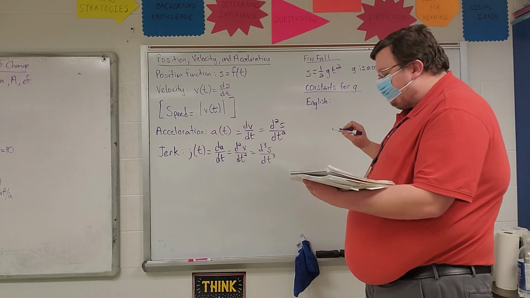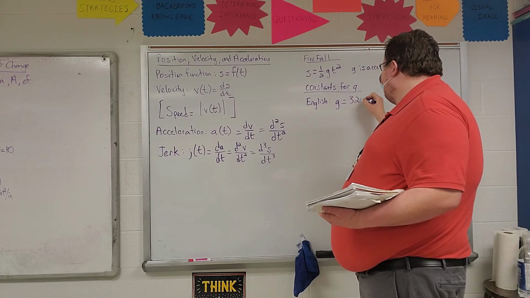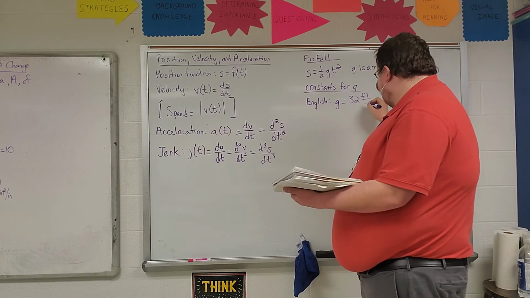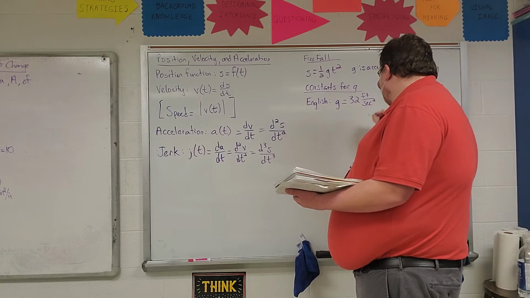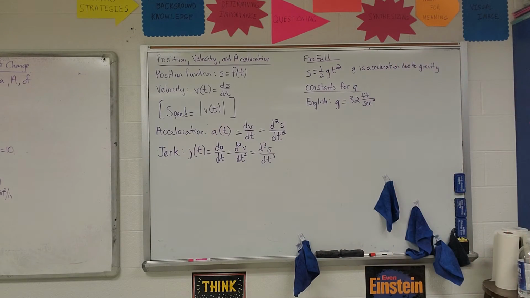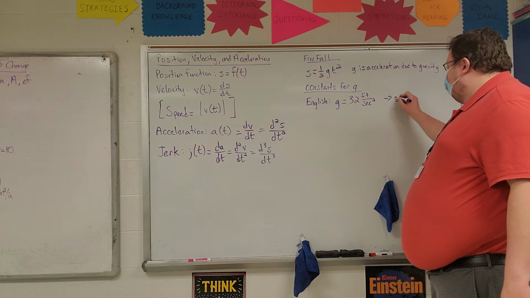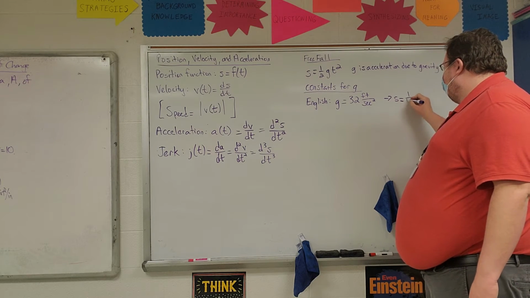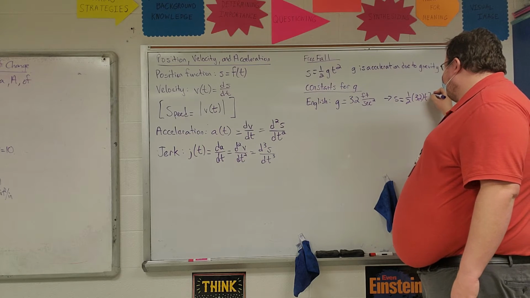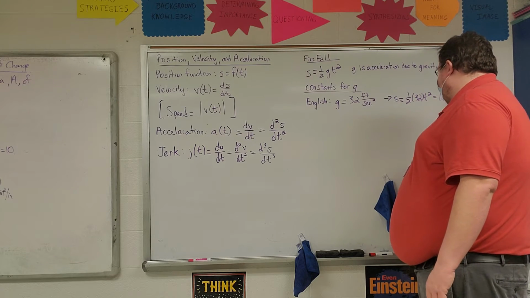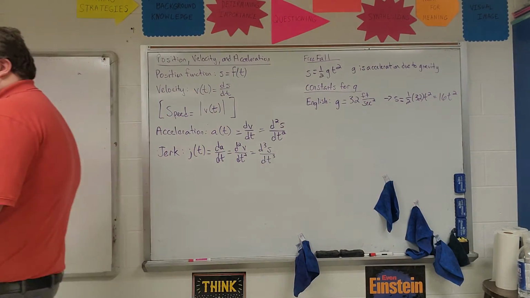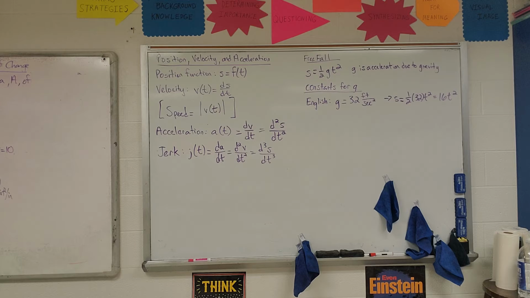In the English or customary units, g is equal to 32 feet per second squared. So it follows that your free fall equation would be S equals 1/2 times 32 t squared, or 16 t squared. That's if we measure in feet per second squared, in English units that we use here in the U.S., because we have to be different.